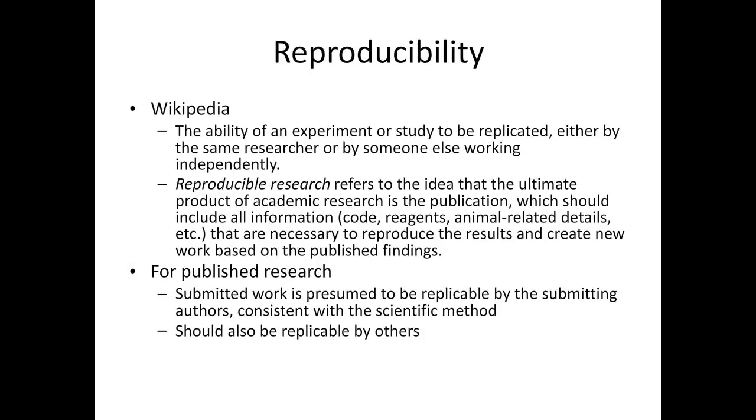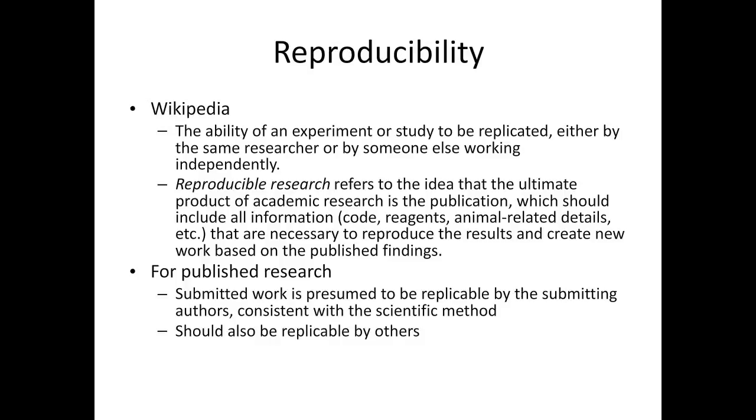So first, to define reproducibility, I've gone to the standard source of Wikipedia for their definition, and basically that is the ability of an experiment or study to be replicated, either by the same researcher or by someone else working independently. So reproducible research refers to the idea that the publication is the final product of the research. That is what is disseminated to the public. And it should provide all information that's necessary to reproduce the findings and build on them.